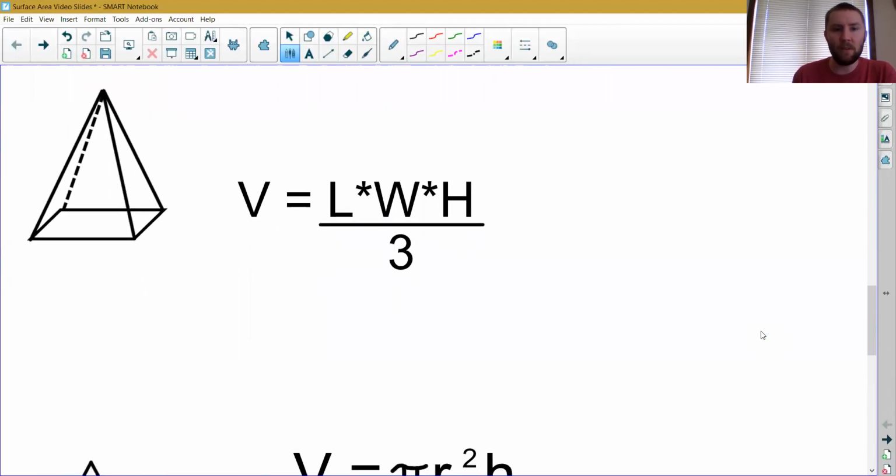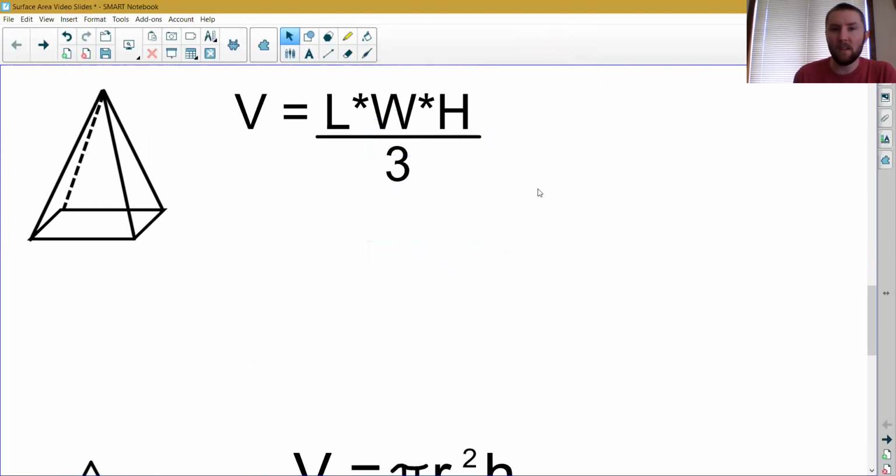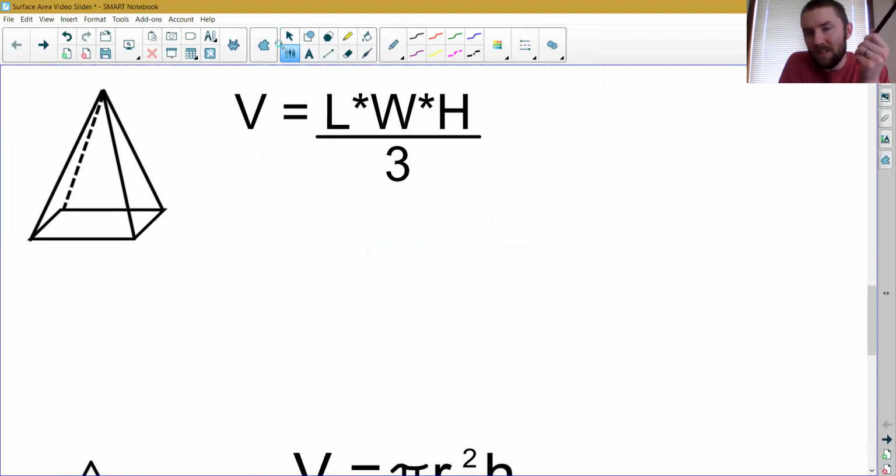Now when we get to pyramids and cones, you'll notice something somewhat interesting. Pyramids and cones volume are very much related to prisms and cylinders, okay? So for a rectangular pyramid, the volume of a rectangular pyramid is exactly the same formula as the rectangular prism, length times width times height. However, the pyramid gets divided by 3. Okay, the pyramid's volume is 1/3 as much as the rectangular prism's volume. So we just do length times width times height divided by 3.